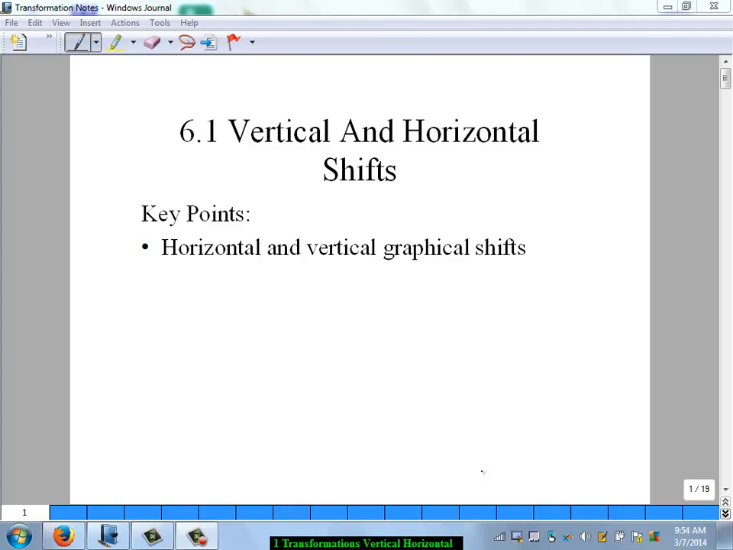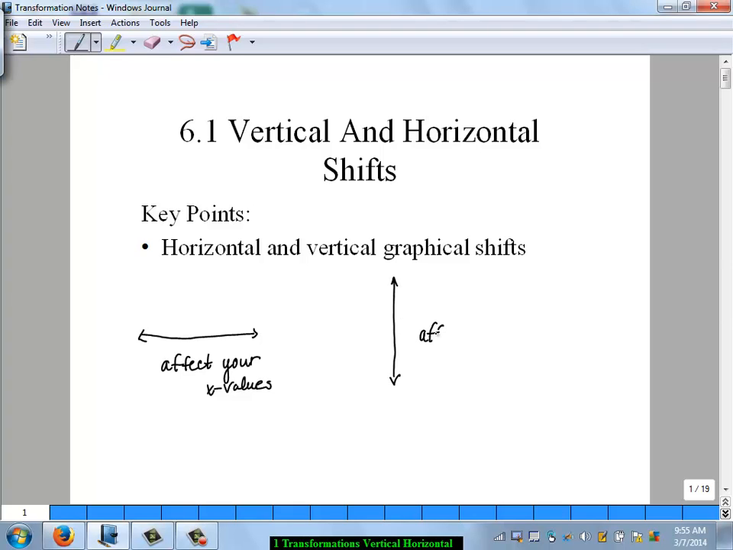Welcome to Transformations, and the first thing we're going to talk about for transformations is vertical and horizontal shifts. So we're going to talk about many functions, but a horizontal shift would be if I went from left to right, or right to left, doesn't matter. Basically, when you shift horizontally, you affect your x values. If you want to do vertical shifts, like shift your graph or your function up and down, this is going to affect your y values because you're moving up and down in that direction.